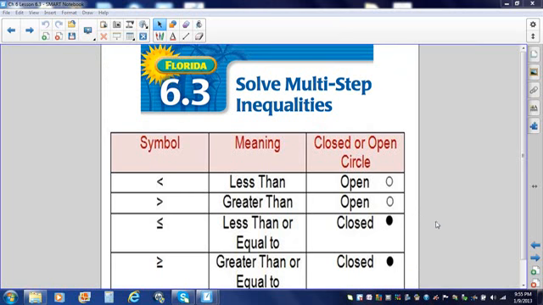Today's podcast is going to be on lesson 6.3. We're going to work on solving multi-step inequalities. So please write down in your spirals, lesson 6.3, multi-step inequalities.